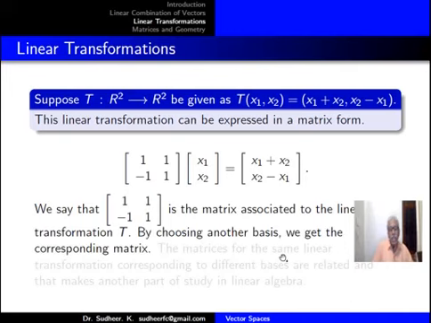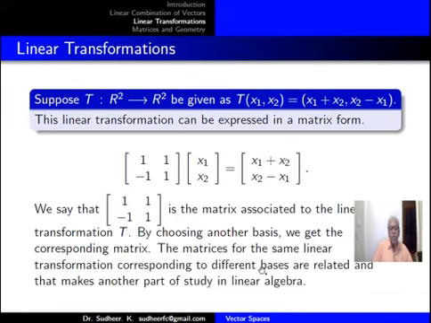By choosing another basis, we get the corresponding matrix. The matrices for the same linear transmission corresponding to two different bases are related, and that makes another part of the study in linear algebra. That means how the relationship is and what are the properties of the relationship, all these can be studied, and that forms another part of linear algebra, and we won't go to that side in our discussion today.